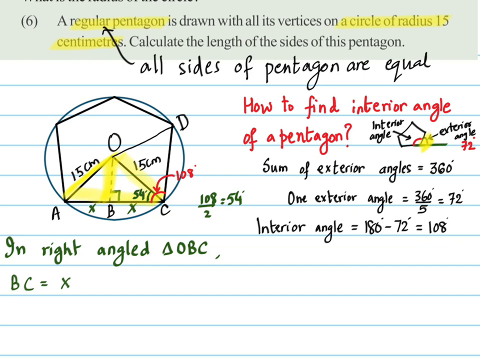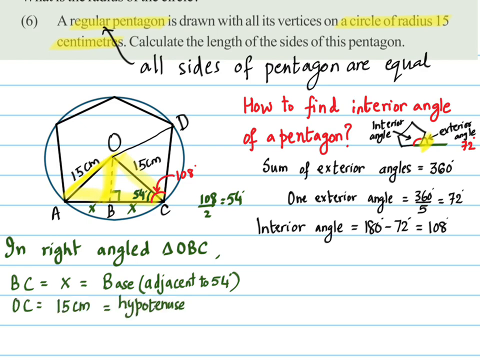Let's label that. Now in the right angle triangle OBC, BC is x, which is the base because it is adjacent to the angle. The side which is adjacent to the angle is called the base. OC is 15, which is the hypotenuse. The formula for cosine is base over hypotenuse. We will not call it the cosine rule, because the cosine rule is another, separate rule. So cosine 54 is x over 15.